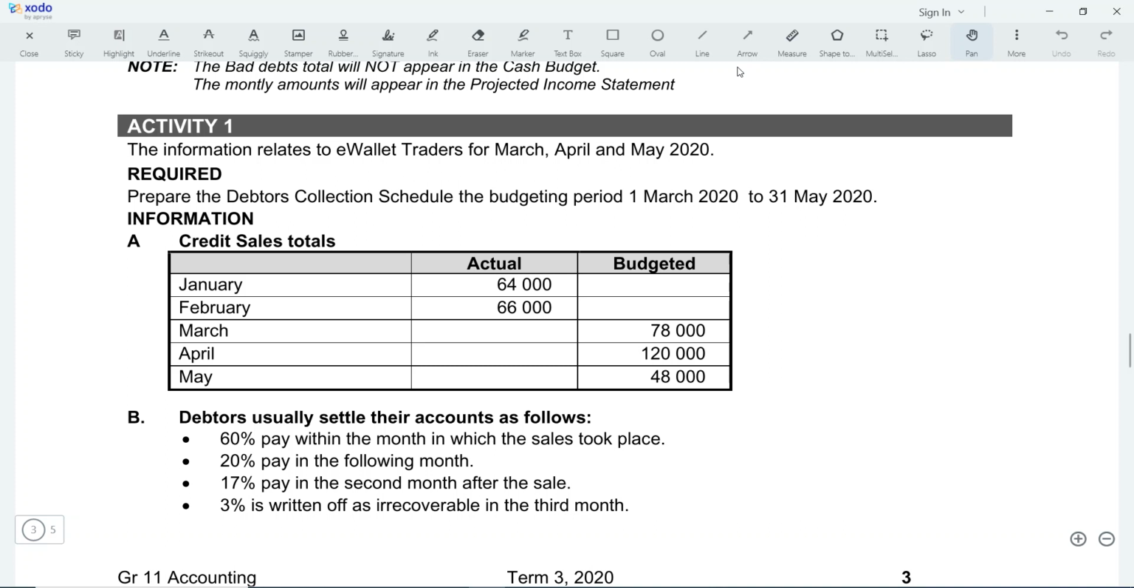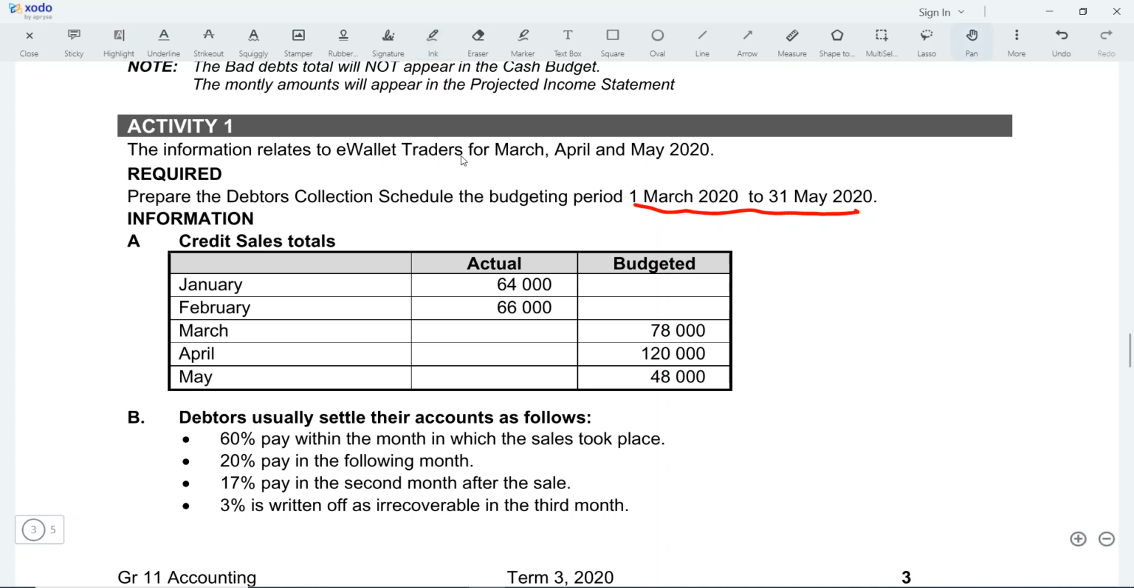In this lesson, we're going to be focusing on how to complete the debtors collection schedule. And I'm just going to give you some simple method that you can use to be able to complete it successfully. Now, here we are required to prepare the debtors collection schedule for the budgeting period 1 March 2020 to 31 May 2020. Okay, but before we do that, I want to highlight some things.